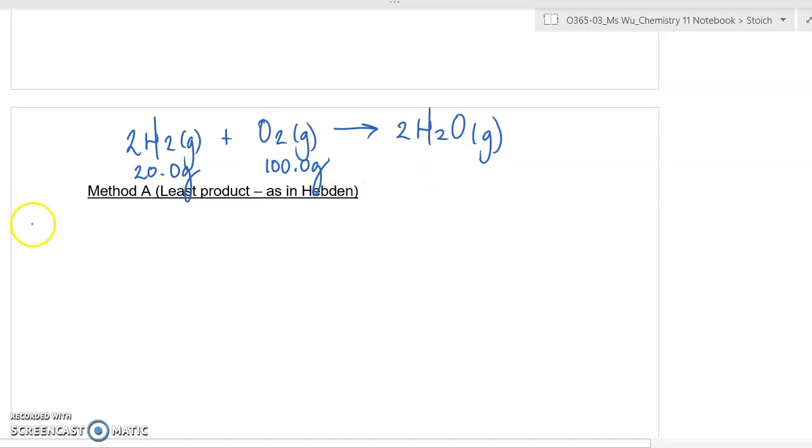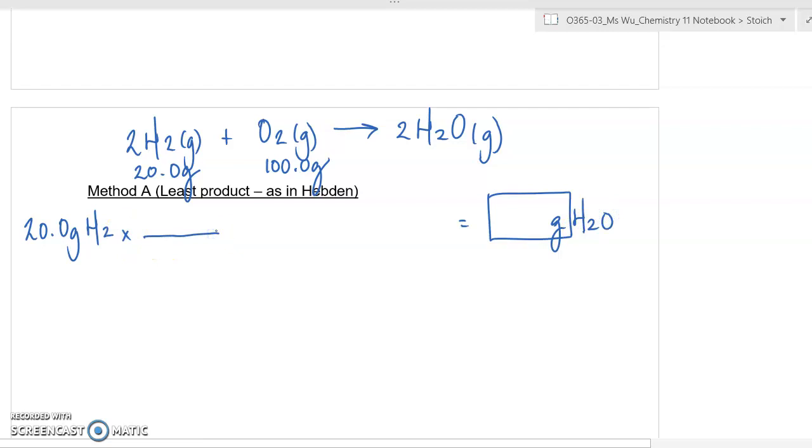So this first calculation is if we are to use up all 20 grams of the hydrogen, how much of the water can we make? How many grams of the water? Okay. So grams are useless to us. Let's convert to moles of hydrogen. Molar mass of hydrogen is 2 grams.